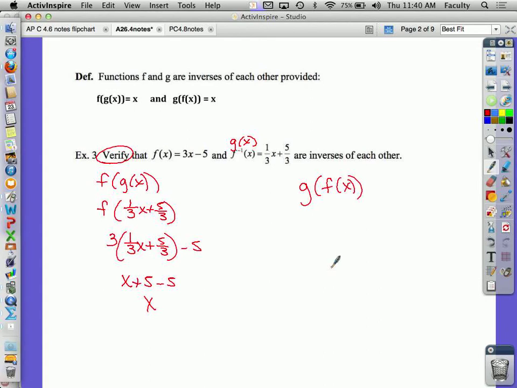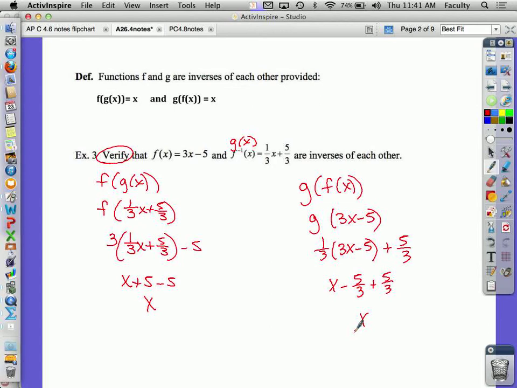to do g of f of x. So this is g of 3x minus 5. And the g function says take 1/3 the input plus 5/3. I am going macaroni speed, so stay with me. You're going to distribute. You get x minus 5/3 plus 5/3, which is x. So it verifies. All right, while you're trying to catch up with me, let me recap what we did yesterday.